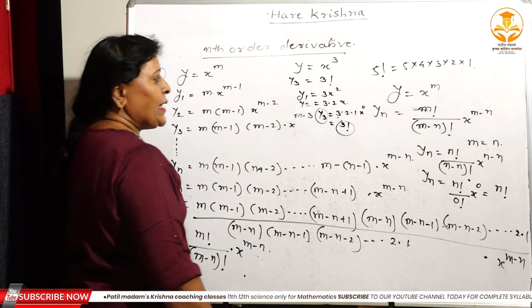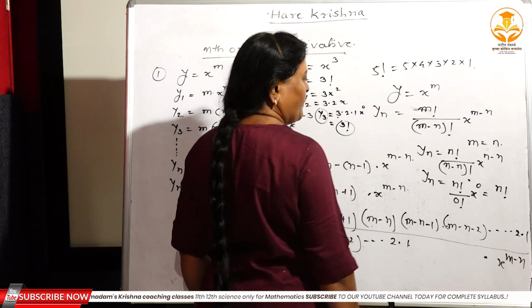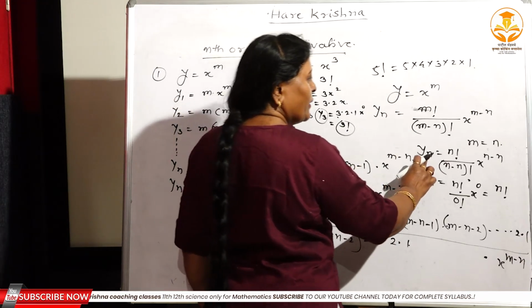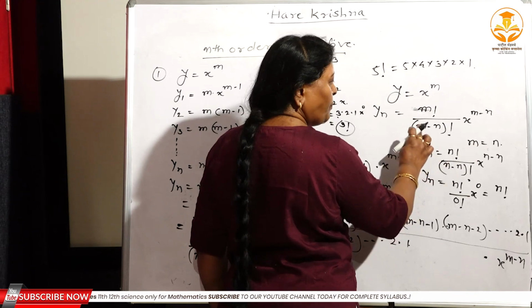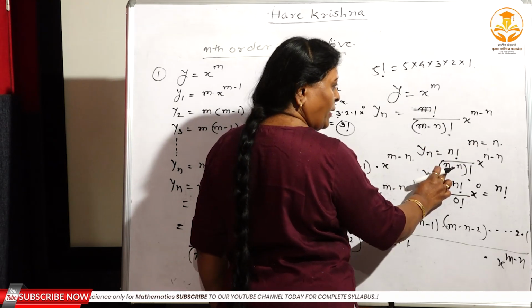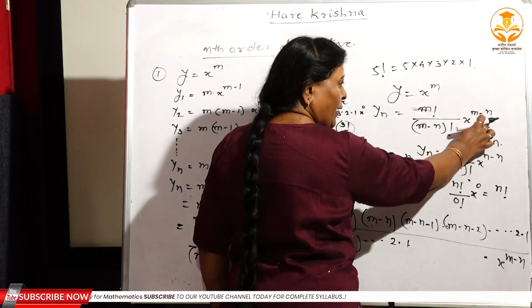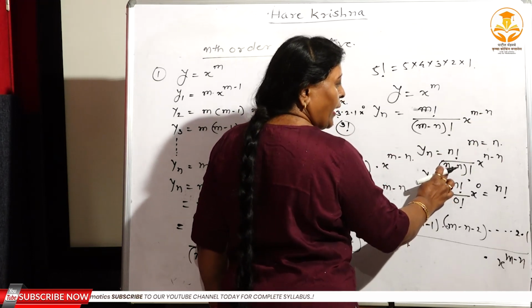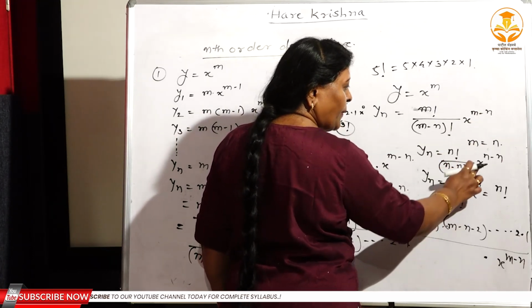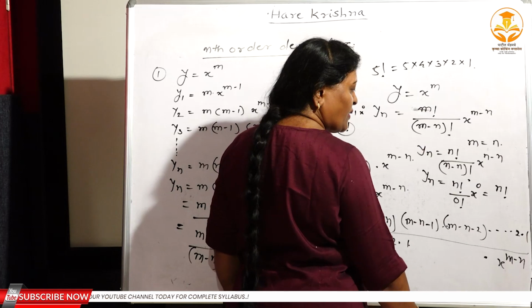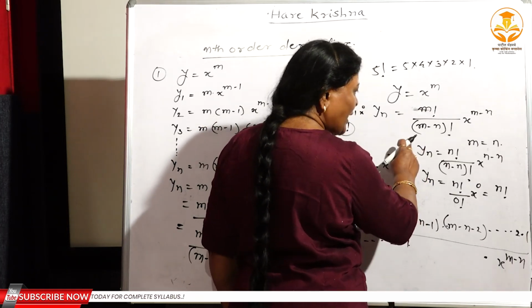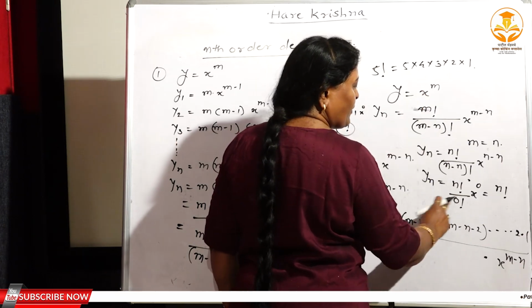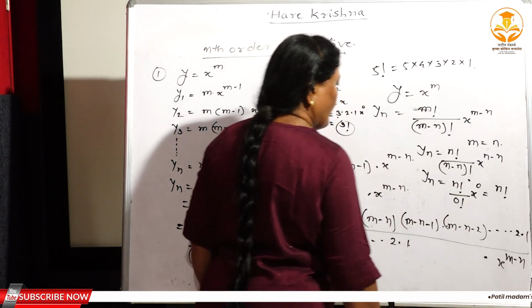The second case is that if m is equal to n. If m is equal to n, then in place of m factorial you can write n factorial. In place of m you can write n. In place of m again you can write n. This is n factorial. n minus n, 0 factorial means 1, and x to the power 0 is always equal to 1. Therefore the nth order derivative, that is the second case, if m is equal to n, you have got factorial n, right?